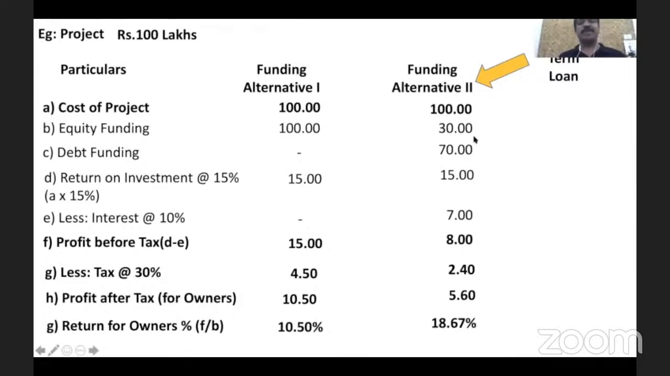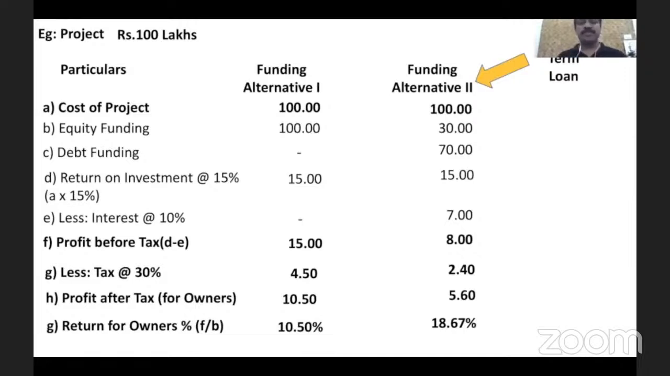And how much have they committed? They've committed only 30 lakhs. It means this owner, assuming he has 100 lakhs in funds, out of 100 lakhs, has invested only 30 lakhs in this business. It means he still has investable funds of 70 lakhs, which he can invest in a project like this combination. Okay, so that's the power of debt funding.